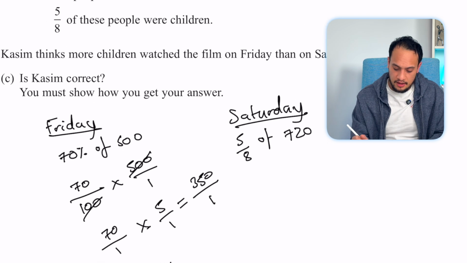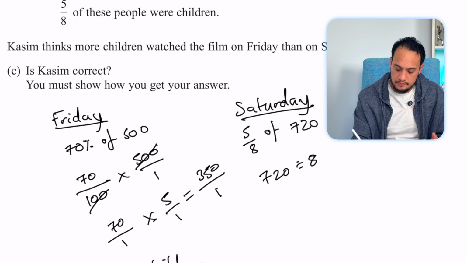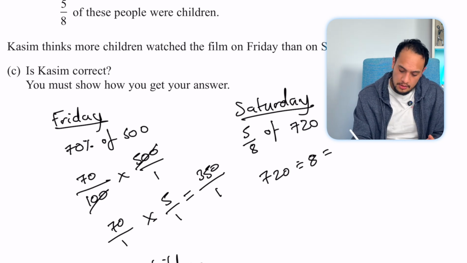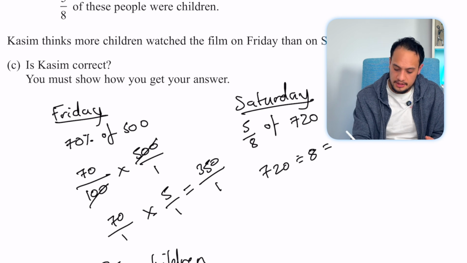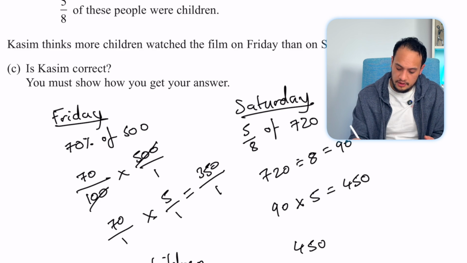And then on Saturday I've got 5/8 of 720. Again, I can do it the same way actually. I could do 5/8 times 720 over 1, but just to be a bit different, what we can do is divide 720 by 8 and then times by 5. So 720 divided by 8. So divide by the denominator, multiply by the numerator. So 720 divided by 8 is 90, and then 90 times 5 is 450. So you've got 450 children.